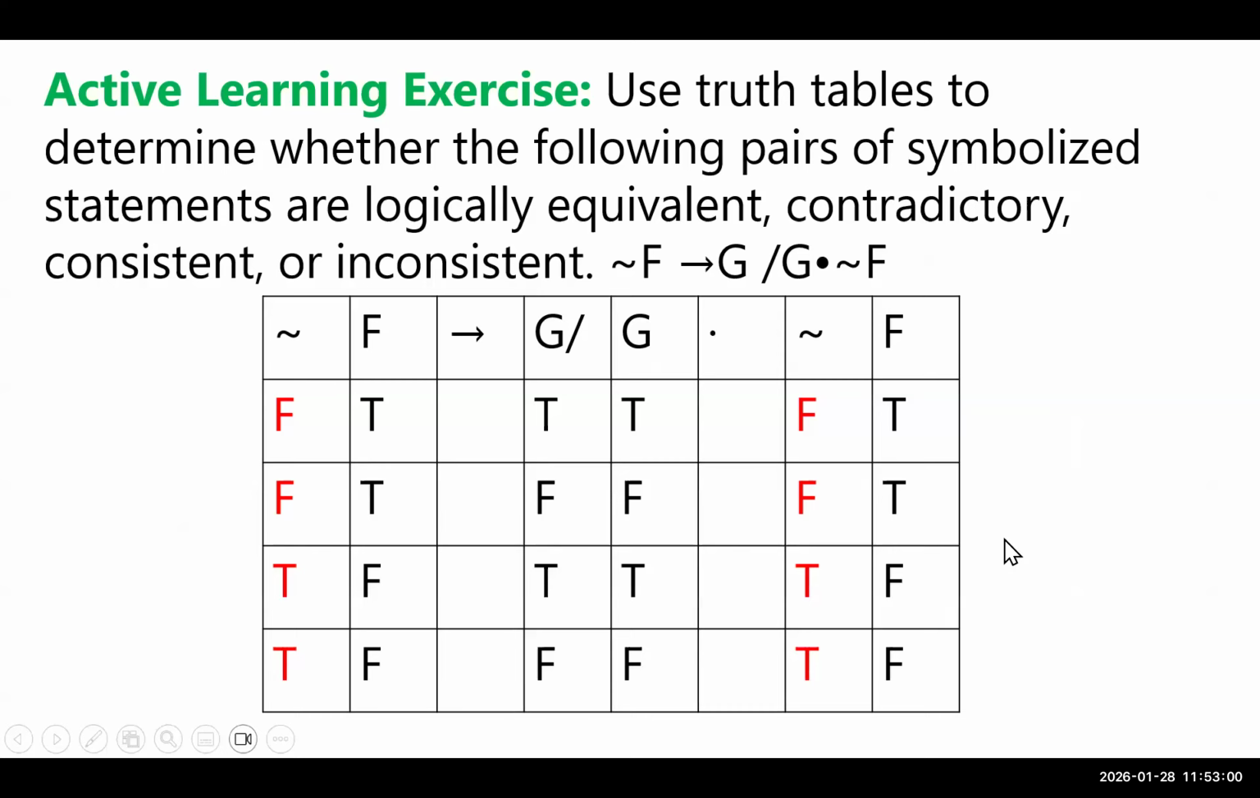Now I want you to continue practicing. Do this exercise on your own. Once you've done that, pause this, do that, and then we're going to do this together. So for the if then here, it's going to be false when the consequent is false and the antecedent is true, otherwise true. And this one is false when either conjunct is false, otherwise true.